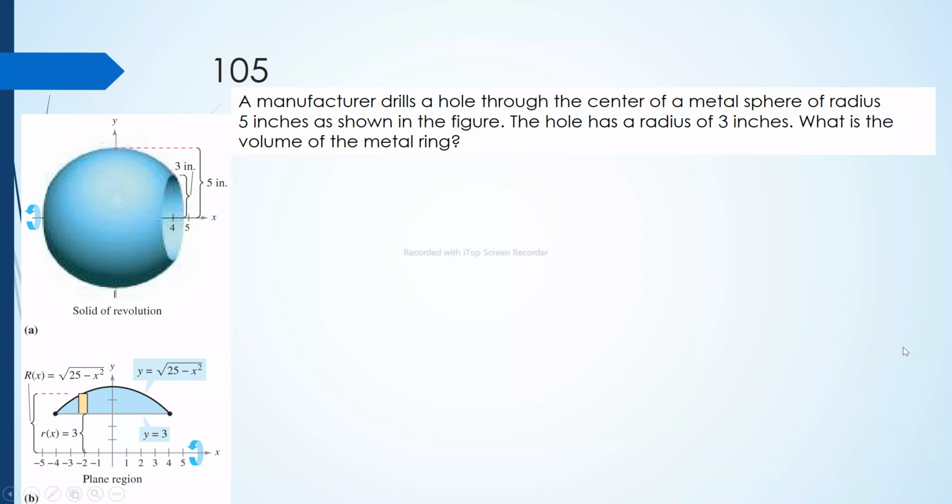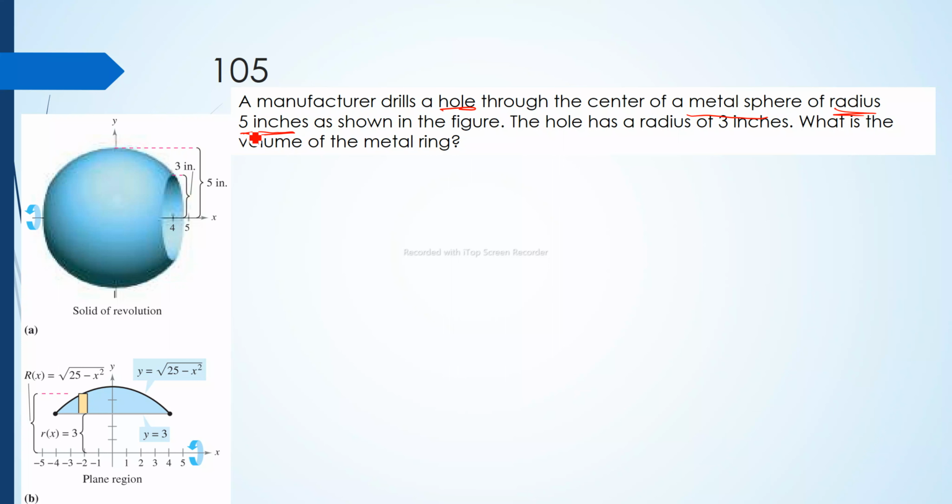Good day, future engineers. We're now on our fifth example for our topic on application of definite integral, determination of the volumes formed by the revolution of the areas bounded between curves. For this one, a manufacturer is drilling a hole through the center of a metal sphere of radius 5 inches.